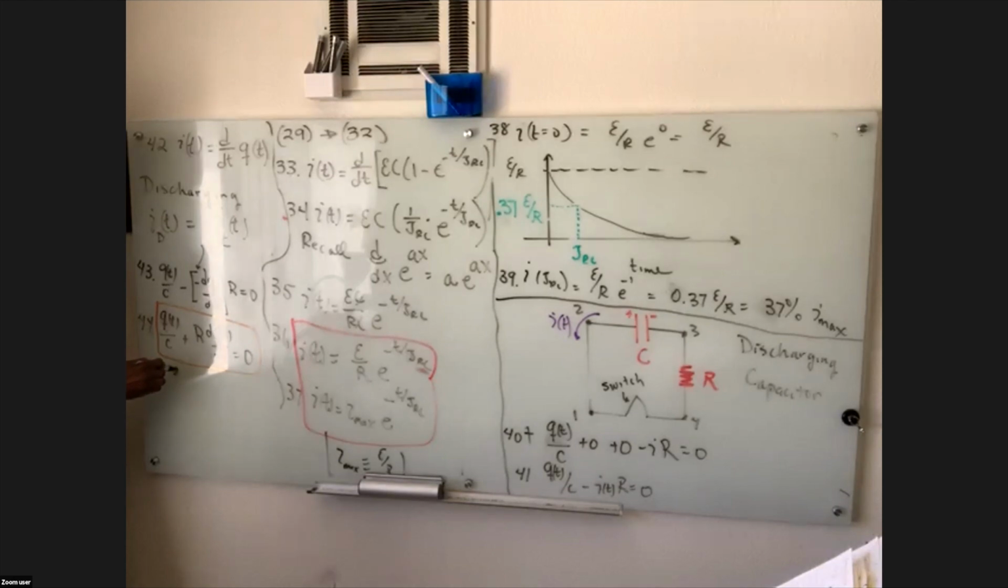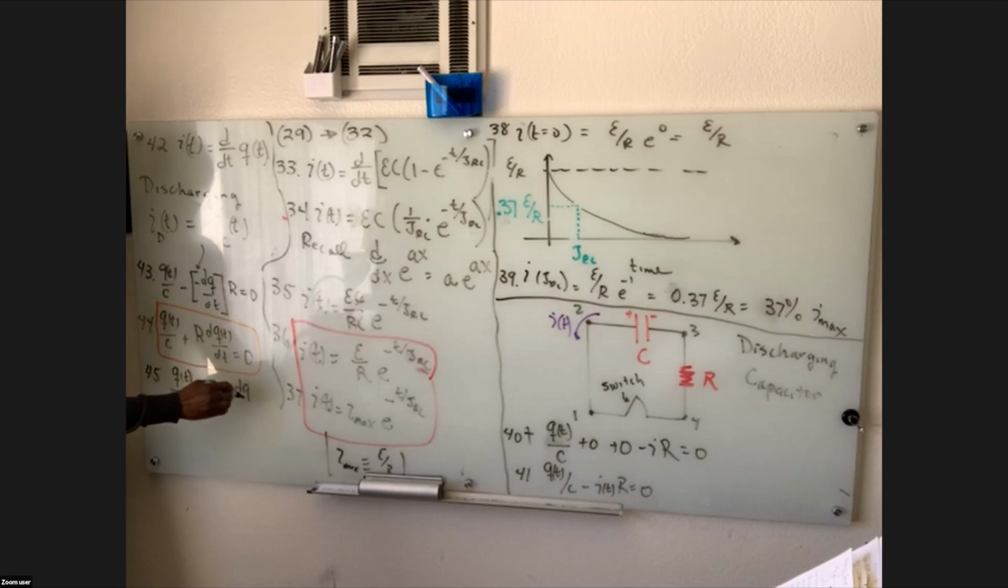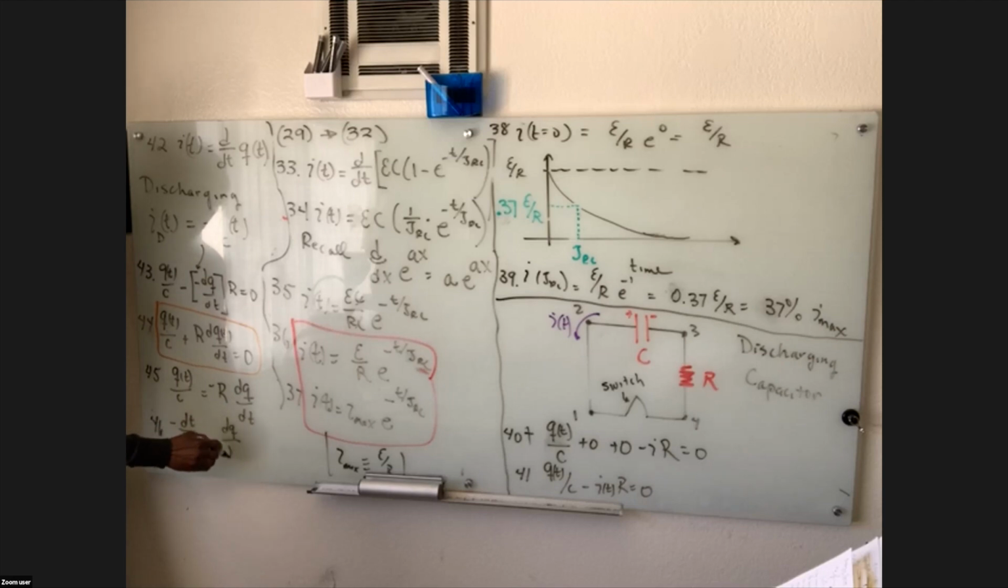Take the R, so minus R dQ dt. Now I'm going to divide through by Q of t and multiply through by dt over R. So if I do that, I'm going to have minus dt over RC is equal to dQ over Q.